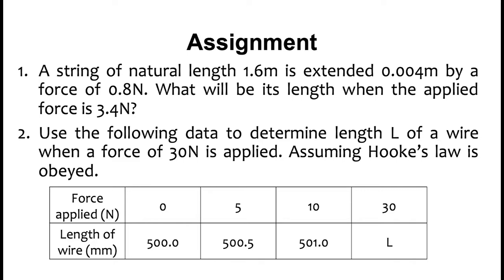In the first row, the first value of force is 0, and the corresponding length of wire is 500.0 millimeter. The second value of force is 5 Newton, and the corresponding length of wire is 500.5 millimeter. Next is 10 Newton, with a corresponding value of 501.0 millimeter. And finally you have 30 Newton with an unknown value represented by capital L. That is what we have for you.